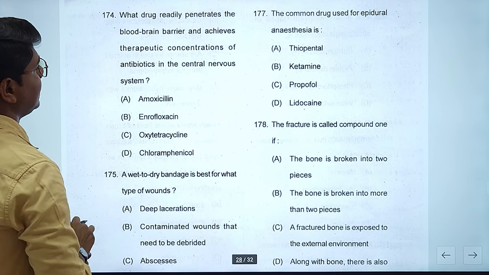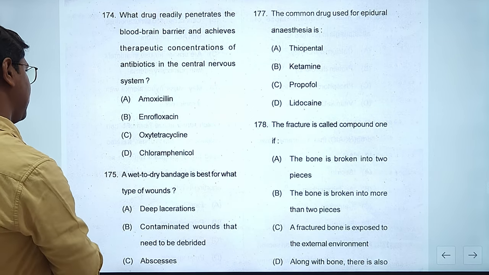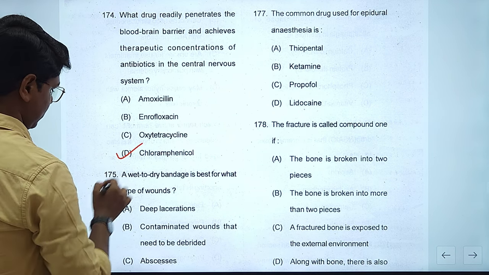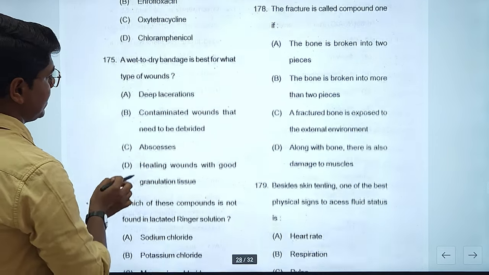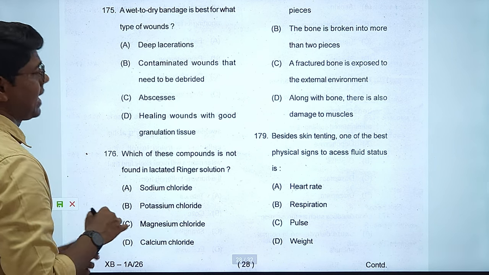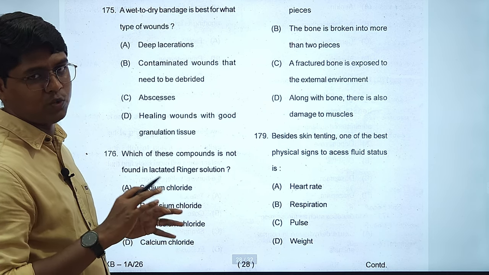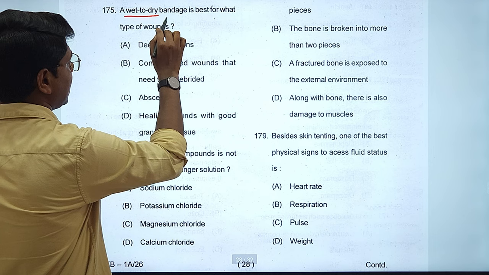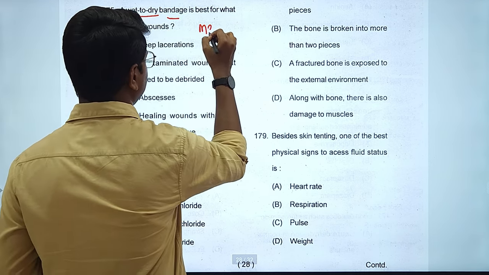What drug readily penetrates the blood-brain barrier and achieves therapeutic concentration of antibiotics in CNS? Amphenicols, chloramphenicol. Next question: a wet to dry bandage is best for what type of wounds? I covered this particular bandaging technique in the wound management class in general surgery. So what is a wet to dry or dry to dry bandage? It is mostly used for mechanical debridement.